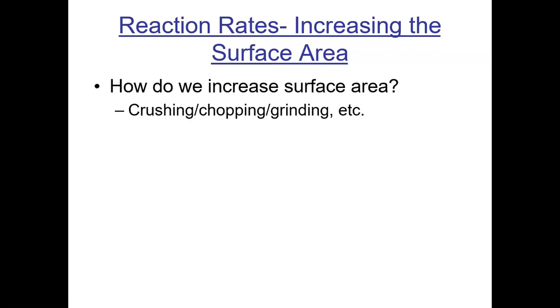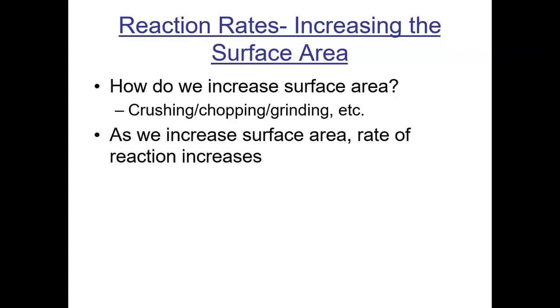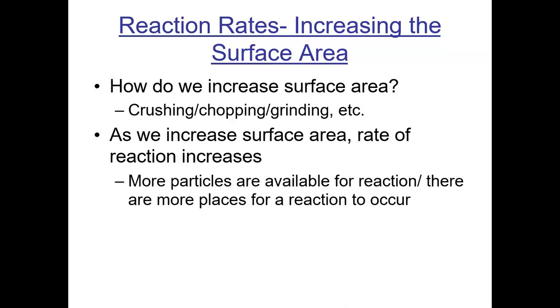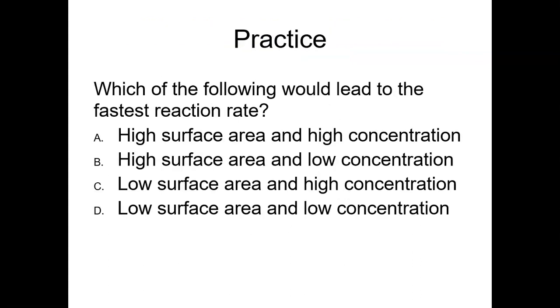So we increase surface area by crushing something, chopping it, grinding it. Any of those verbs mean that we're increasing the surface area. Now, as we increase the surface area, the rate of reaction is also going to increase. And the reason is when we increase the surface area, we're making more particles available for reaction. There are more places that a reaction can occur.